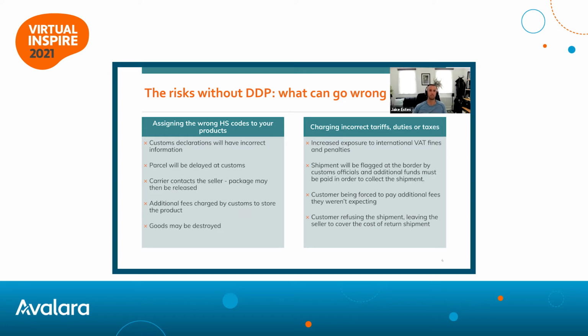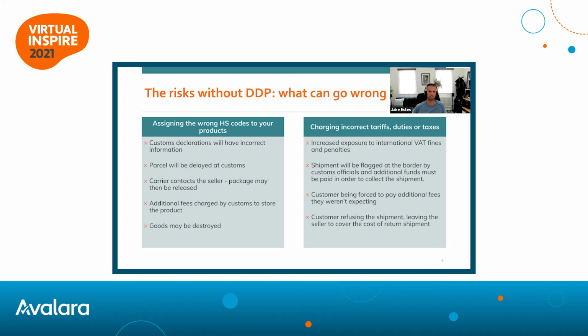To dive into this in a little more detail, without selling DDP, meaning you're not taking responsibility for the taxes, you run the risk of, first off, not dealing with codes at all or assigning the wrong codes to your products, meaning your customs declarations will be incorrect. Your parcels will often get delayed at customs if you're not handling the classification yourself. Sometimes your carrier or some other partner can interpret the product as something other than it is, and the customs authorities will catch on to that, and they will delay the processing of that good in the port that it arrives at as they reclassify it and communicate with you and your carrier.